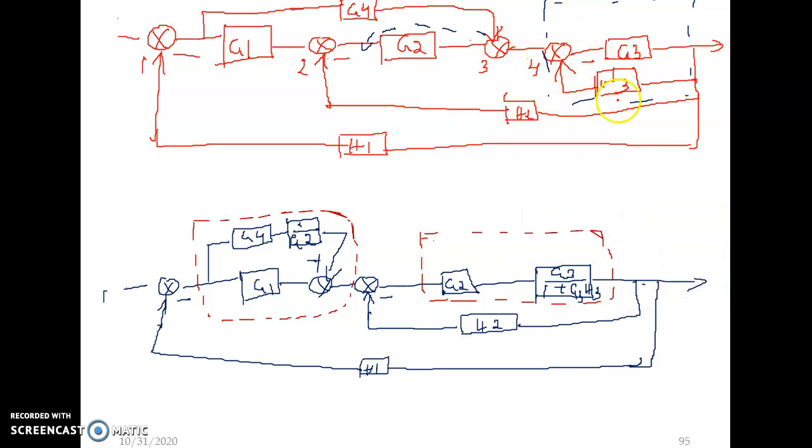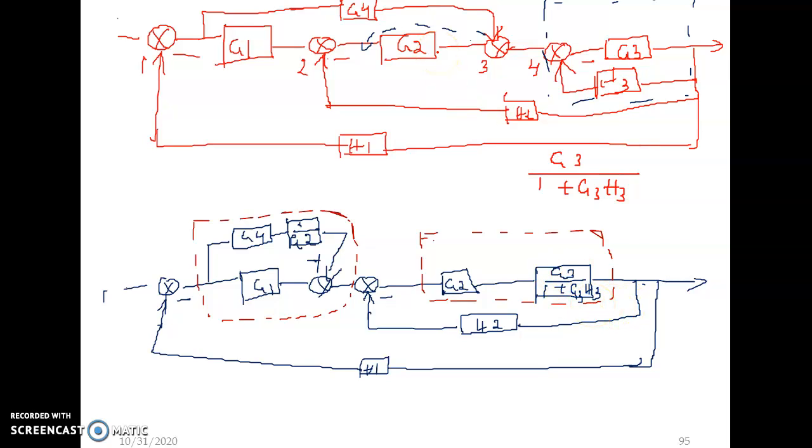Now we can see here we have a minor feedback loop. And we can eliminate this minor feedback loop. This minor feedback loop can be written as G3 divided by 1 plus G3 H3, because here the feedback is negative, so that is why it is 1 plus G3 H3. So this whole minor feedback loop can be reduced as G3 by 1 plus G3 H3.